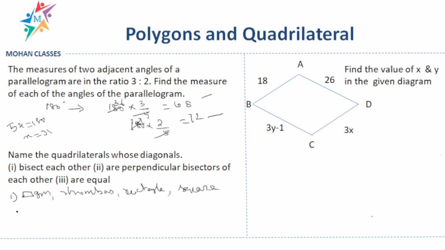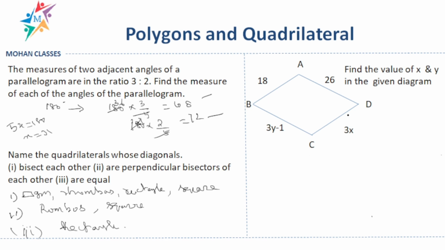When will the diagonals be perpendicular? The diagonals will be perpendicular for rhombus and square. In rhombus and square, the diagonals bisect at 90 degrees. Then what about equal? When will the diagonals be equal? The diagonals will be equal in a rectangle. That's it. Here, we have to find the value of x and y.